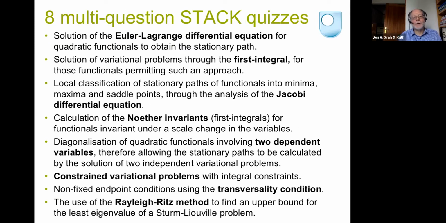So I'm not going to go into any detail on this slide. I merely explain that we do actually use STACK for quite a great deal of different problems within the calculus of variations at some level of sophistication, actually. And I'm only going to talk about one particular application, which is the use of STACK to teach people about classifying stationary paths through the Jacobi differential equation. That's what I'm going to concentrate on today. But as you can see, we've done quite a bit of work on various other aspects.